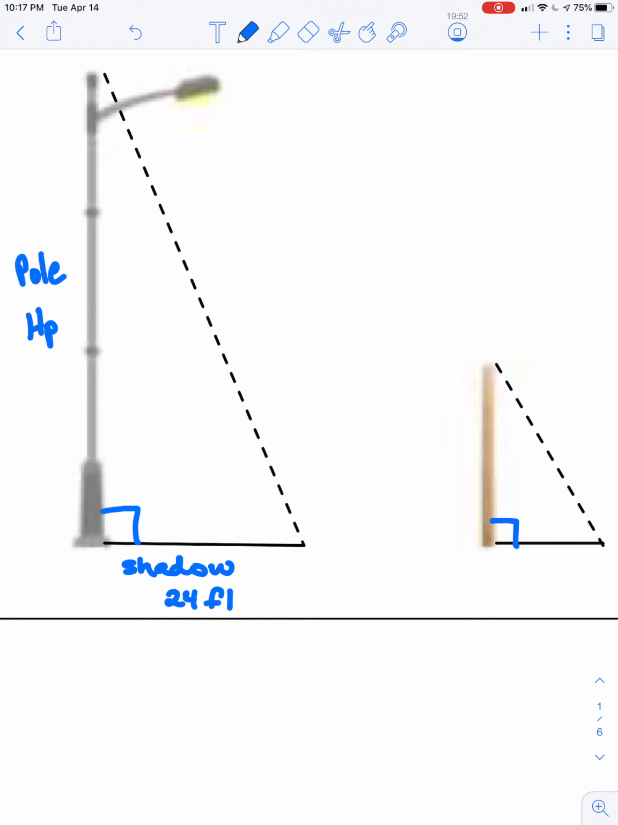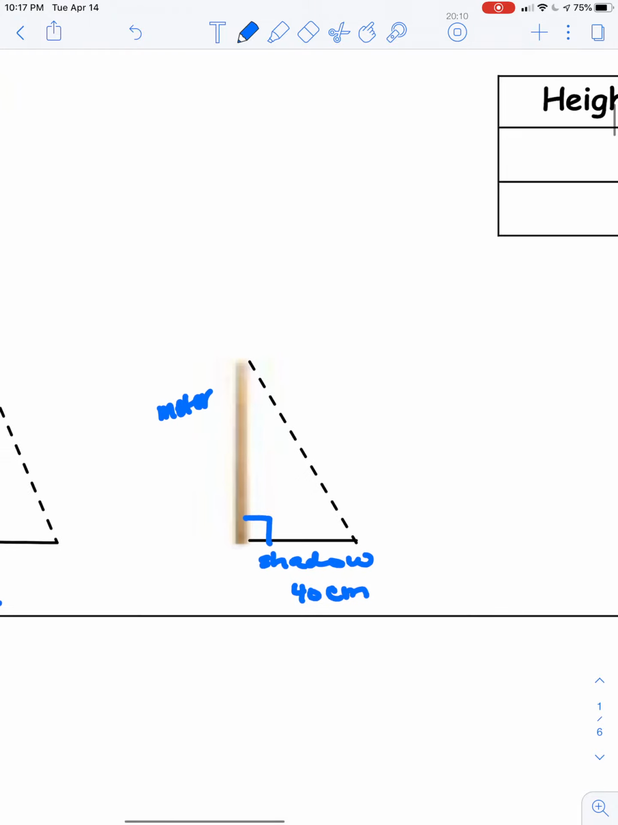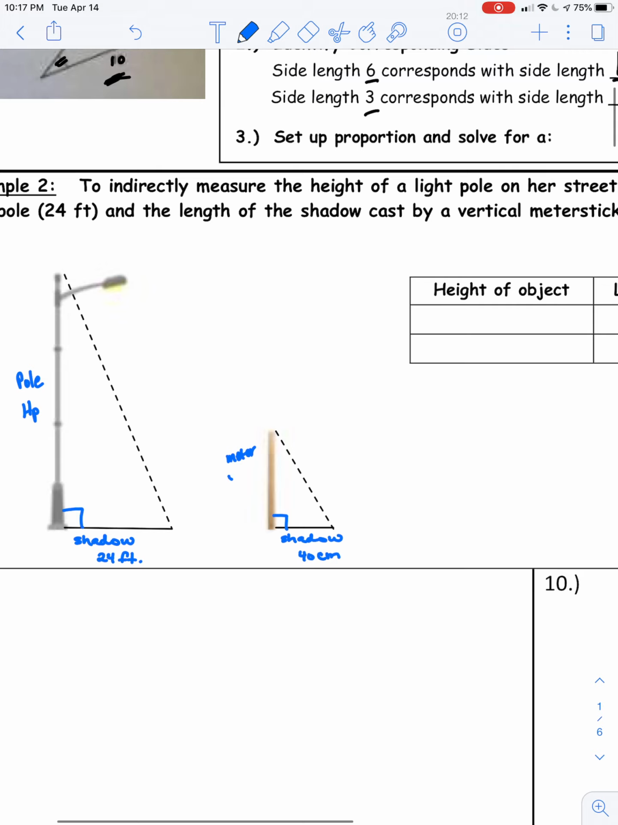The shadow is 24 feet, is what we were told in the problem. The shadow of the meter stick was 40 centimeters, and the height of the meter stick is 100 centimeters.